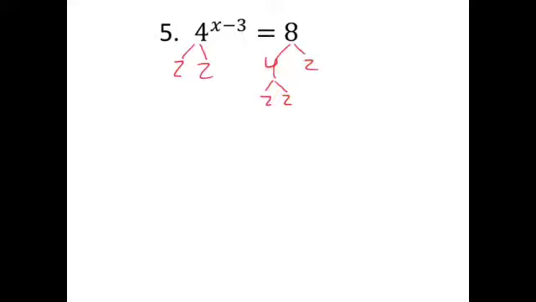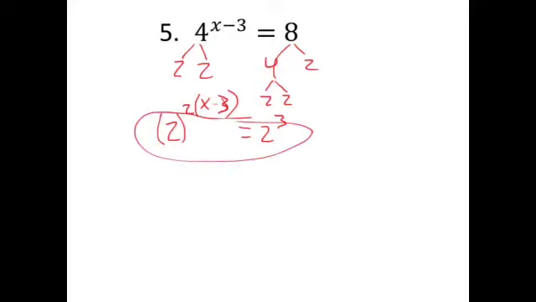In order to do that, on the right side we're just going to have 2 to the third power. But on the left, we're going to have 2 to the second, and that 2 up top needs to be multiplied by all the stuff that 4 originally had, which was x minus 3. Now we finally have our equal bases, so we're going to set the exponents equal to each other, and you can start solving.